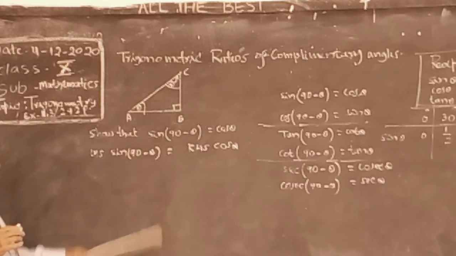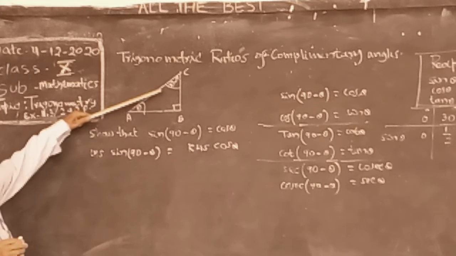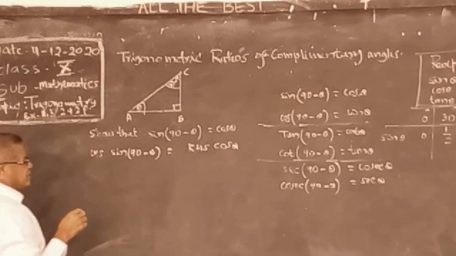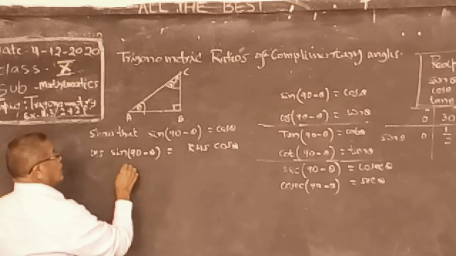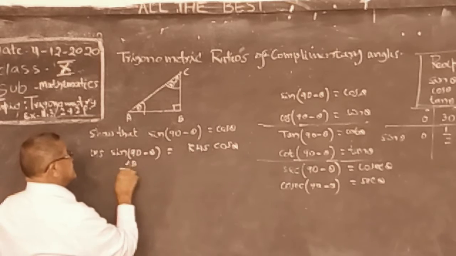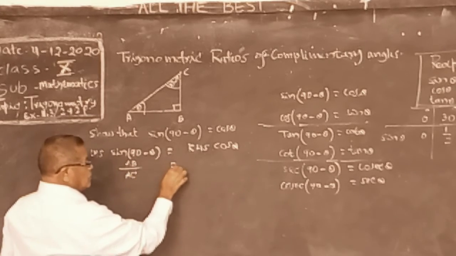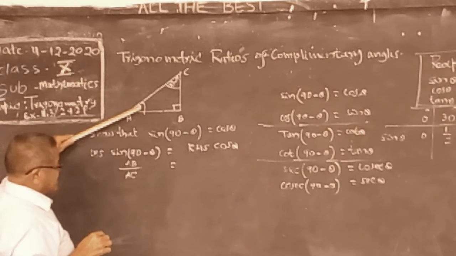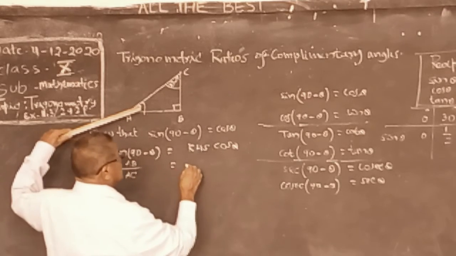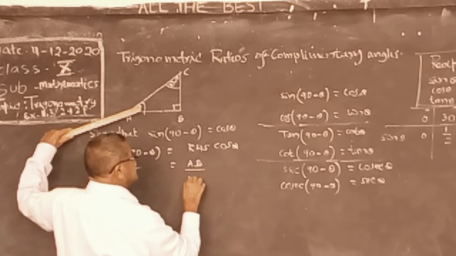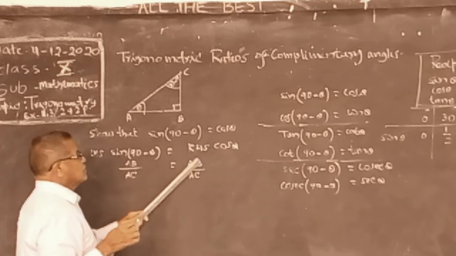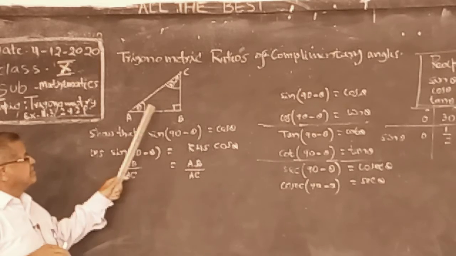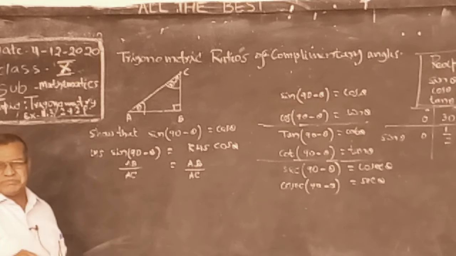Let us write the ratios. Sin 90 minus theta is opposite side by hypotenuse. Sin 90 minus theta, opposite side AB by AC. Here also cos theta. Cos theta is adjacent side by hypotenuse. That is AB by AC. Both the ratios are equal. Since the ratios are equal, they are said to be equal.